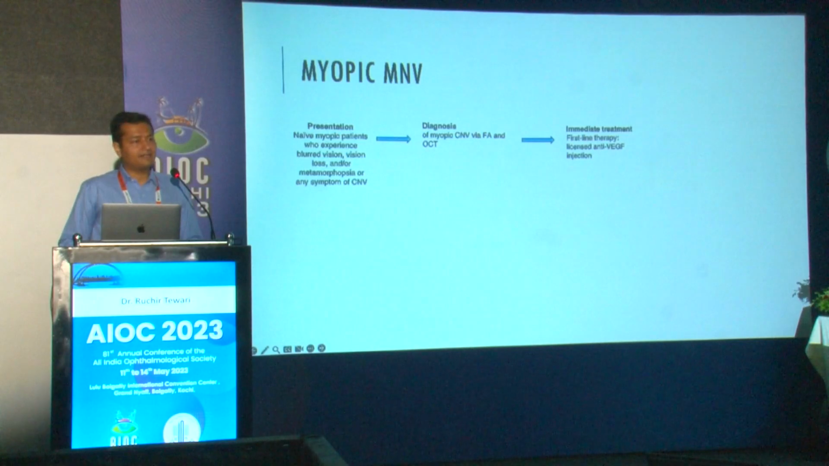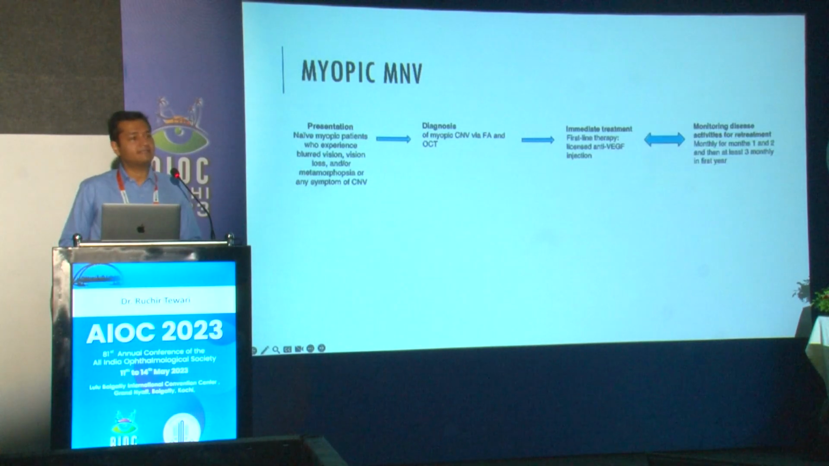If there is activity described both on OCT and angiography, the first line is anti-VEGF, and unlike other types of CNVs, this does not require a loading dose. You need to give one injection and then observe the patient monthly. If any activity is noted, then only further injections are advised.